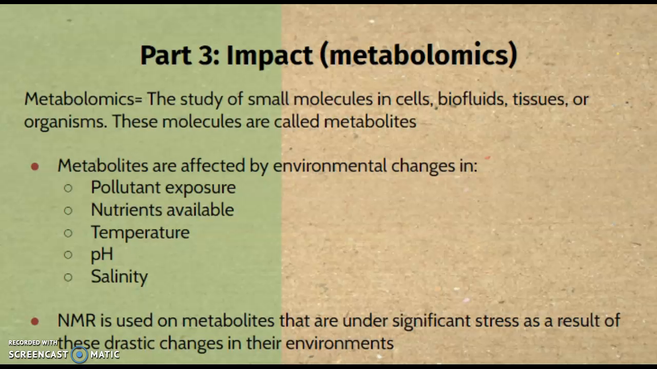The third category talks about impact, and the journal specifically discusses metabolomics in this section. Metabolomics is the study of small molecules that are found in cells, biofluids, tissues, or organisms, and these molecules are called metabolites. And metabolites are affected by many changes to their environments, specifically pollutant exposure, nutrients, temperature, pH, and salinity. NMR is used on metabolites that are significantly stressed by changes in their environments.